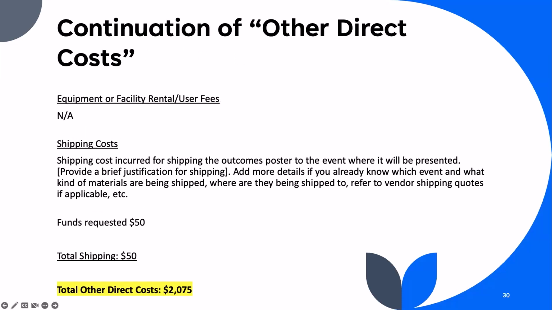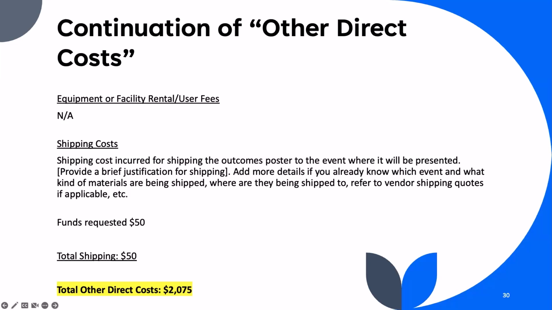Okay, so continuing on with other direct costs, and we're almost to the finish line on this section. There's equipment or facility rental and user fees. Again, equipment tends to be the large items of over $5,000. For facility rental, we had an example of a project where they were going to the community and renting out a space to hold their community events. So that may or may not be something that's being used.